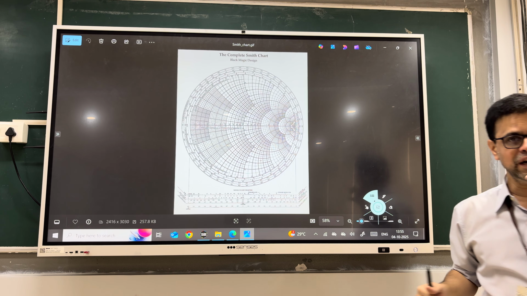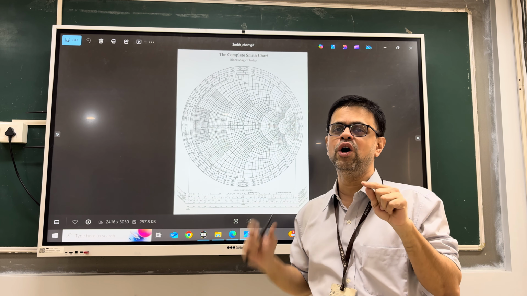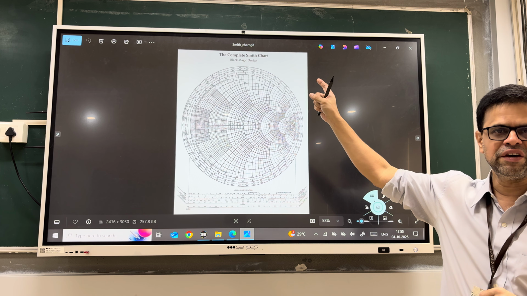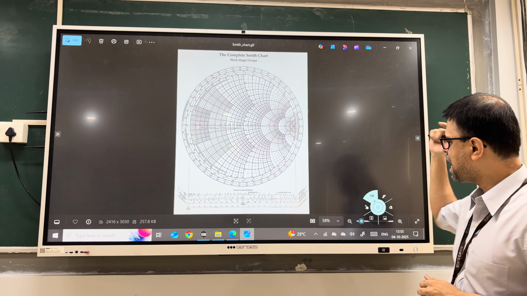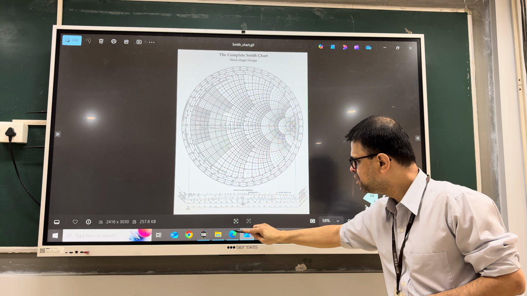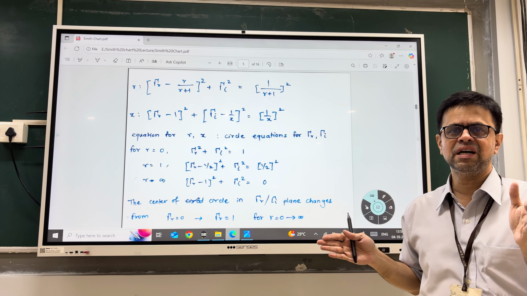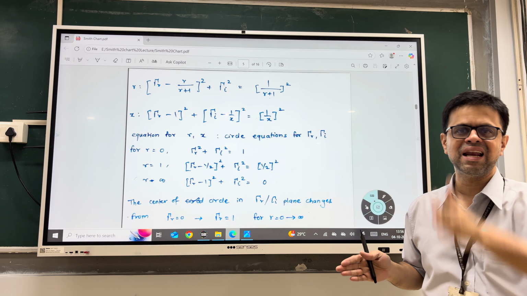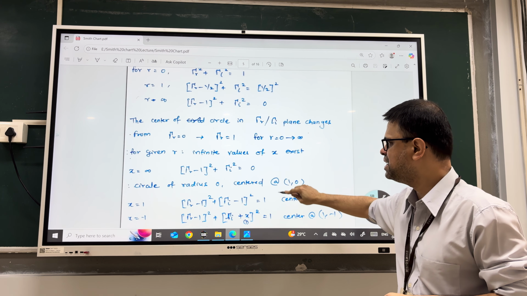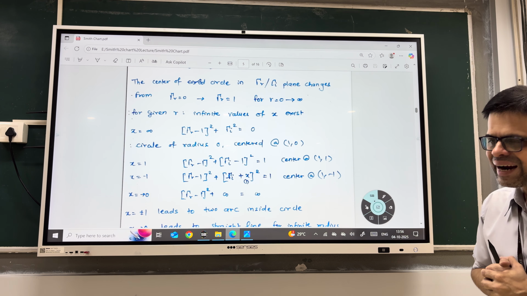And then the infinity. And again note, these are all normalized r. It is R upon Z naught that we are plotting, not the absolute value. In those equations also, it is the R upon Z naught value which is being considered, not the absolute value. Okay, so we have transformed the complete set of R vertical lines into circles in the gamma R, gamma I plane.